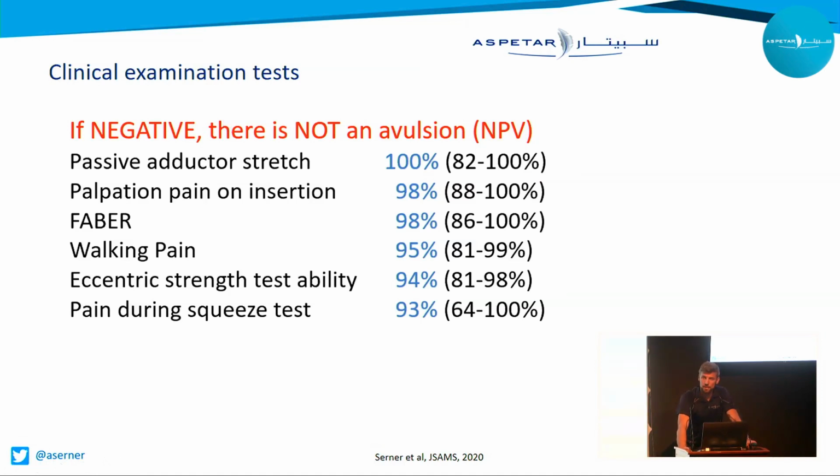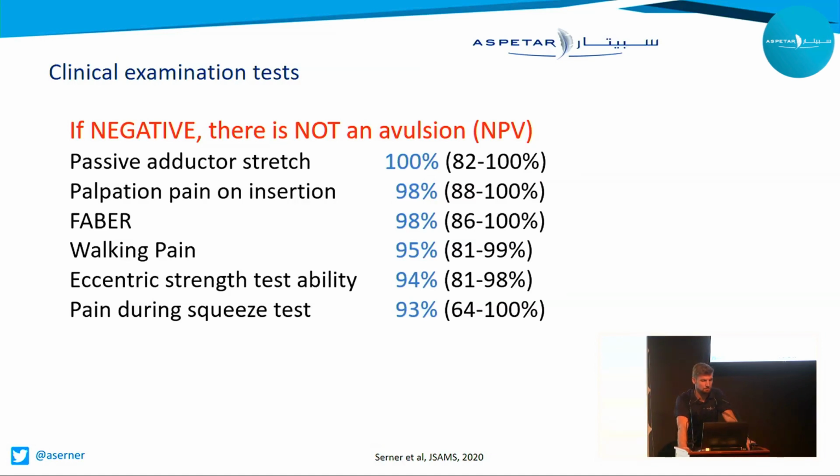And you can do this with many tests. There are many of these tests which can help you in the clinical examination. If they don't have pain on a passive adductor stretch, very, very unlikely to have an injury. There's no palpation pain on the adductor longus insertion. Again, very unlikely to have an avulsion injury. And similar to the other tests here, if these tests are negative, then there's likely not an injury.